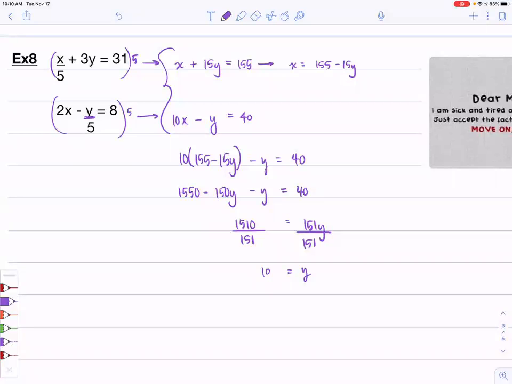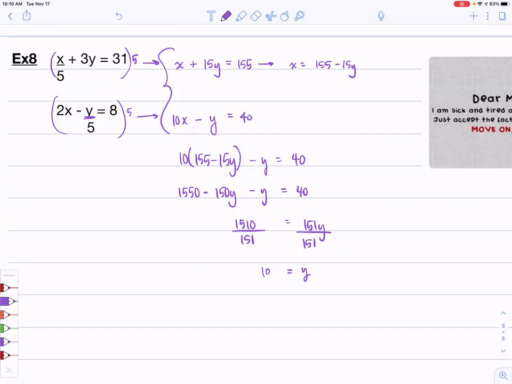So 155 minus 150, right? That one won't be so bad. Or I would have chosen this one. I like Mary Alice's idea because 10 divided by 5 is 2. So I get to work with smaller numbers here. Okay. Either one is going to be fine.